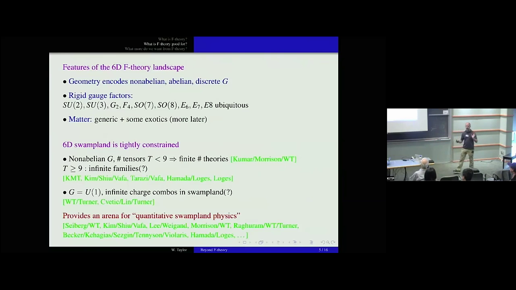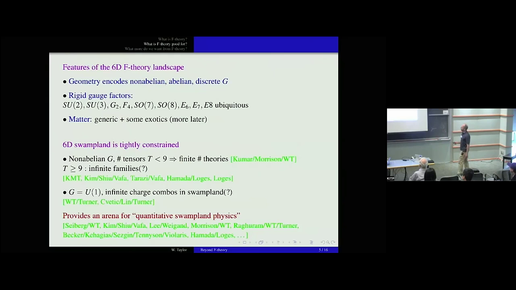You can just prove that. And so in a sense, we can make a list of theories with T less than 9 and non-abelian gauge group. And in fact, if you look at some recent papers, they include some of these lists. And then we can ask which ones can we realize in string theory, in F-theory, or any other approach to string theory.